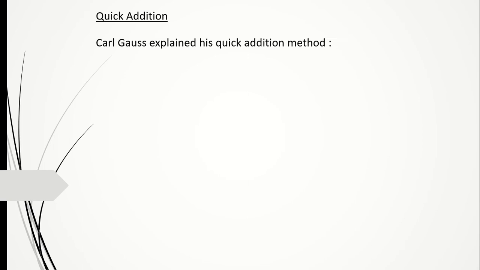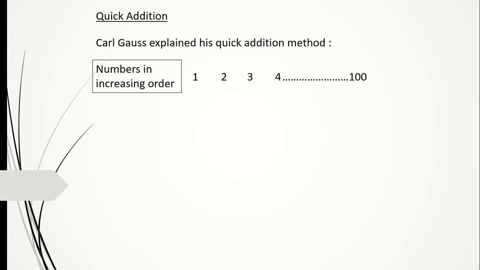Karl Gauss said, 5050. And the teacher was quite amazed. And the teacher asked him, how did you find the answer? Then he said, I have a method to do this quick addition. Okay. And then he told the teacher what he did. He had to add all the numbers from 1 to 100. So it is going to take time, right? What he did, he explained his method.